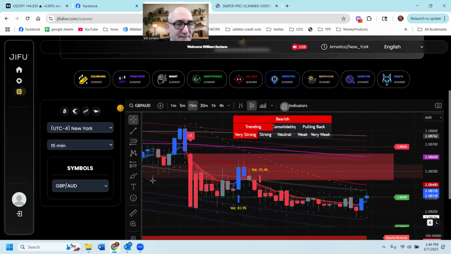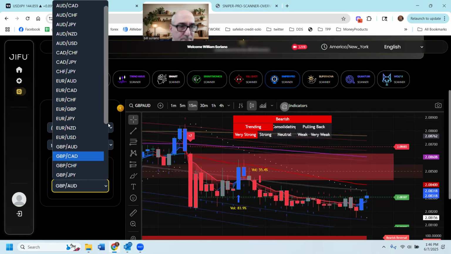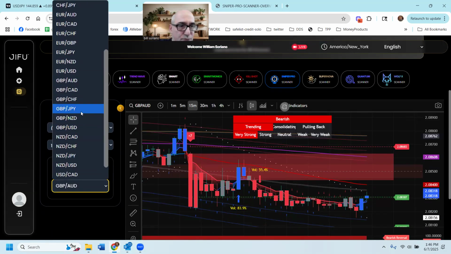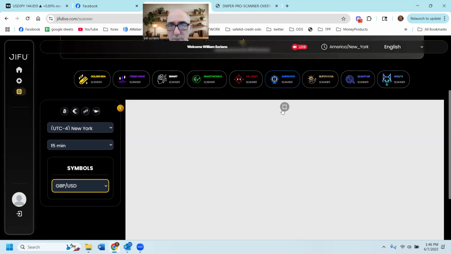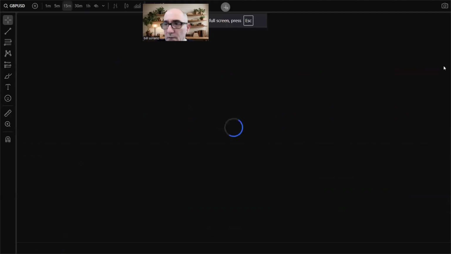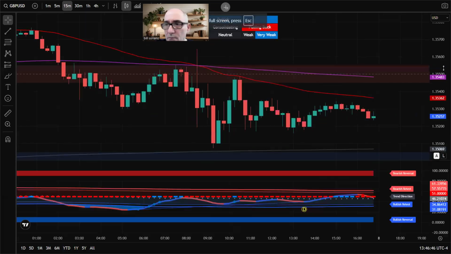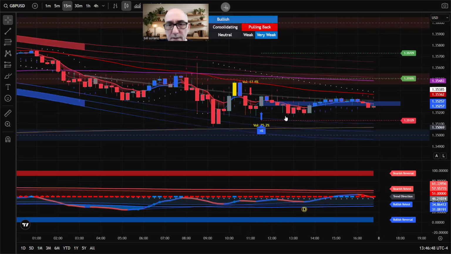GBP USD is next. We got a few more here. Okay, here's a bullish +6 bullish scorecard. Price was in the lower zone. We have a nice blue super sniper arrow, but the candle is gray, so that's no good. And the sniper later is also red.